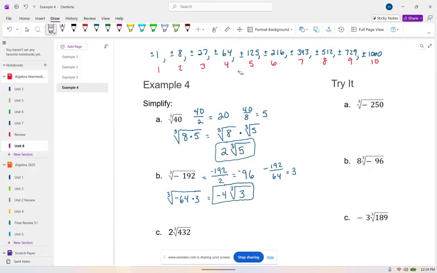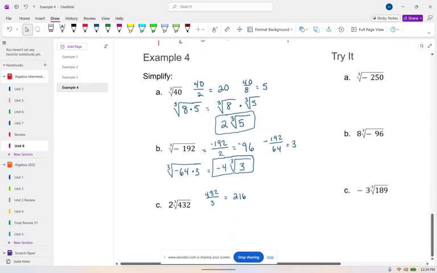Great. And then we have 432. If I divide 432 by 3, I end up with 216. That tells me I'm going to start at 216. 216 is one of my perfect cubes, and so this is going to allow me to break this down. And I've got a coefficient here, so I'm going to put that 2 out in front.